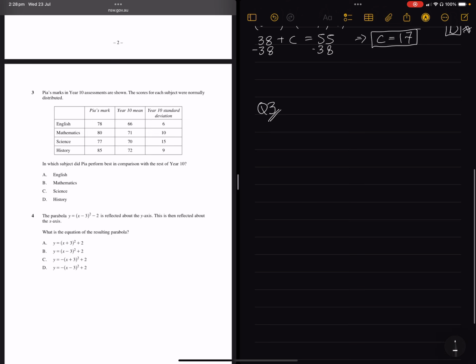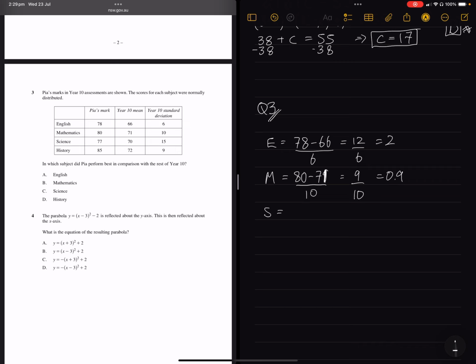So we're going to find z-scores for each of them, and then whichever one is highest, that's the best one comparatively. So for English, her z-score is going to be her mark, 78, minus the Year 10 mean, 66, divided by the standard deviation, 6. This is 12 divided by 6, so this is 2. For maths, it's going to be her mark, 80, minus the mean, which is 71, divided by standard deviation, which is 10. So this is 9 on 10. This is about 0.9. It's exactly 0.9.